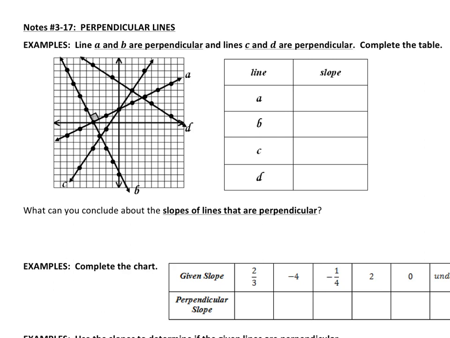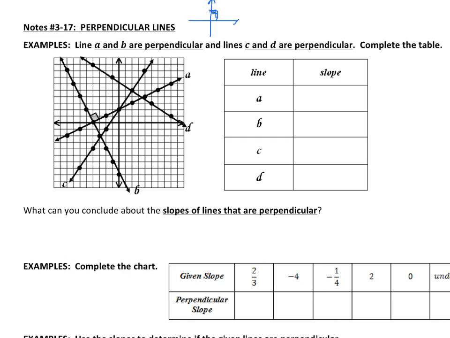Perpendicular lines are lines that form 90-degree angles. So they're going to look like this, and a lot of times the symbol that we use to show that they are perpendicular is we'll put a box right there in the corner, and that's showing that this angle right here in the middle is a 90-degree angle.